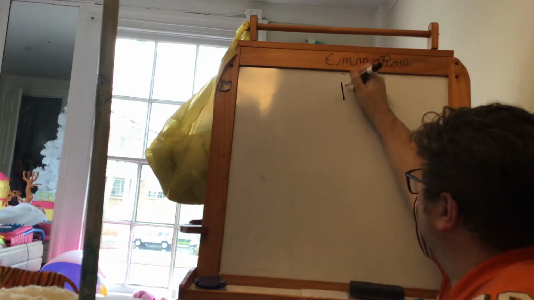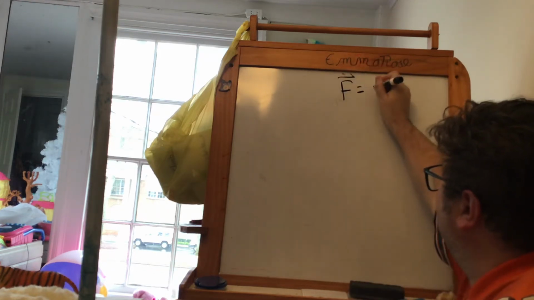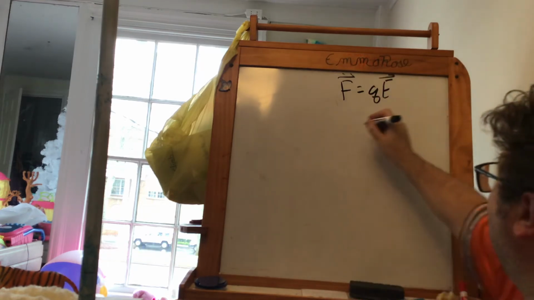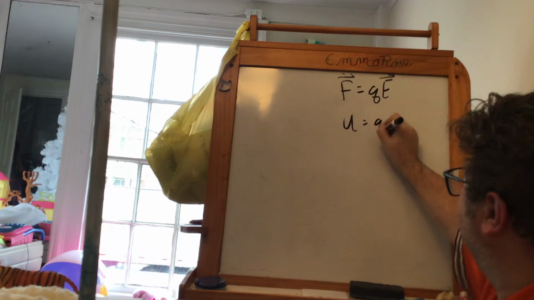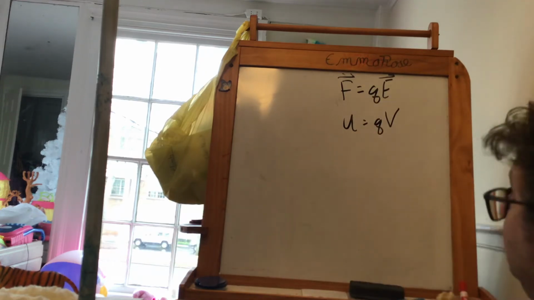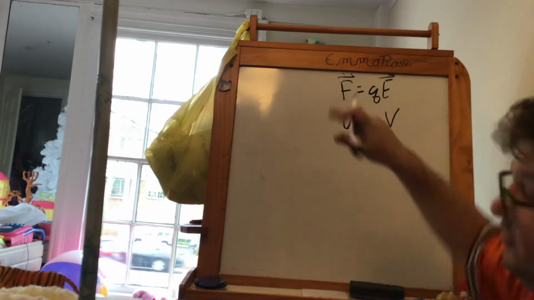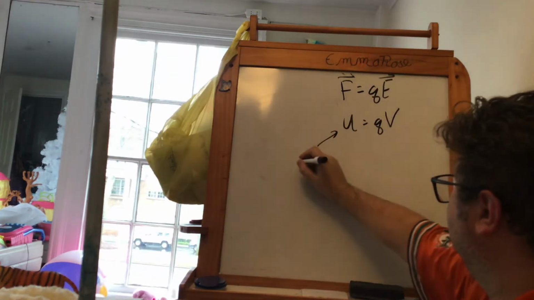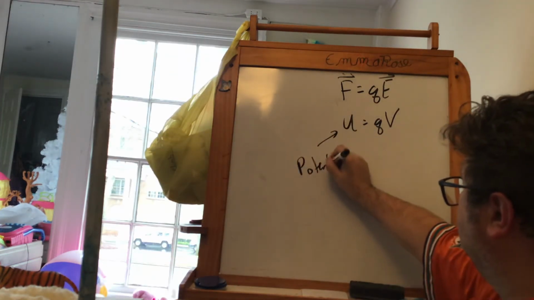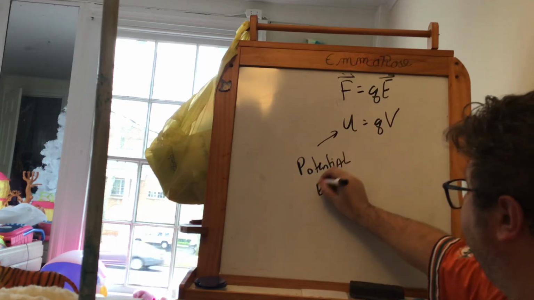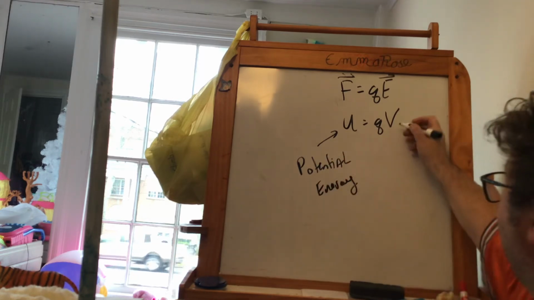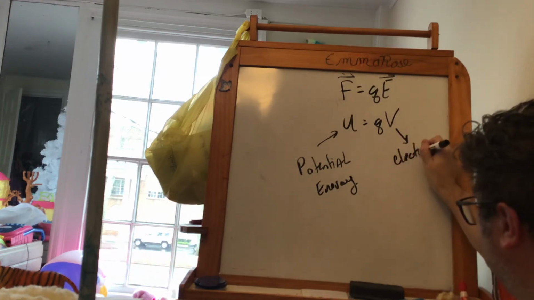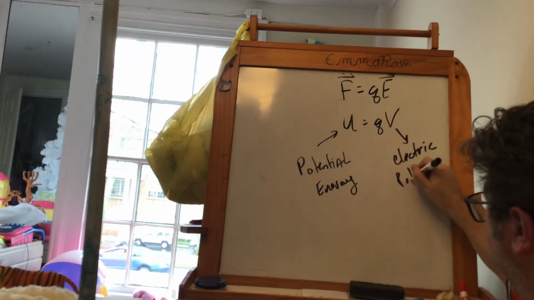So, F, the force, is equal to QE, right? And U is QV, where Q is the charge that's interacting with the field. U is the potential energy. And V is the electric potential.